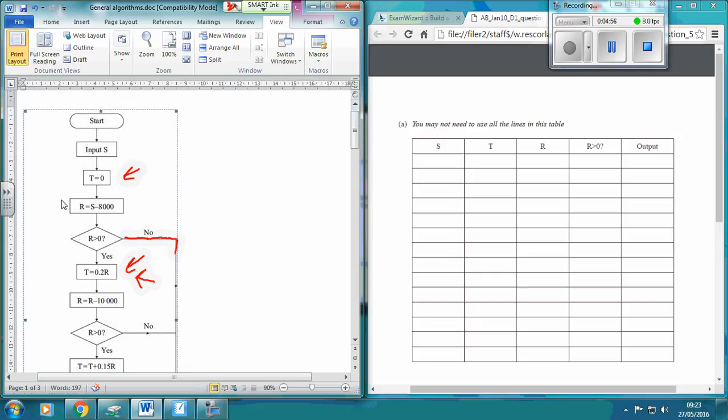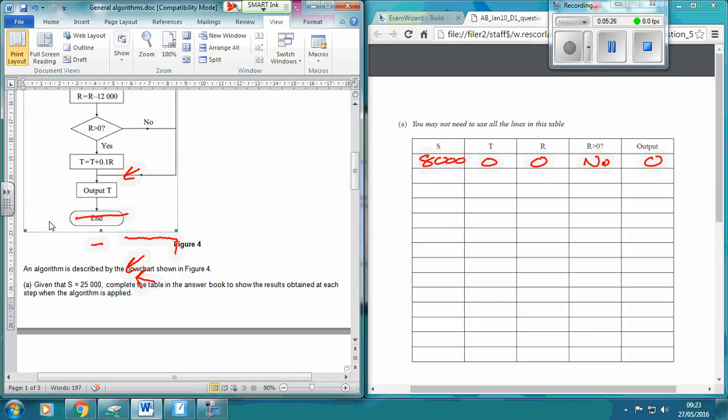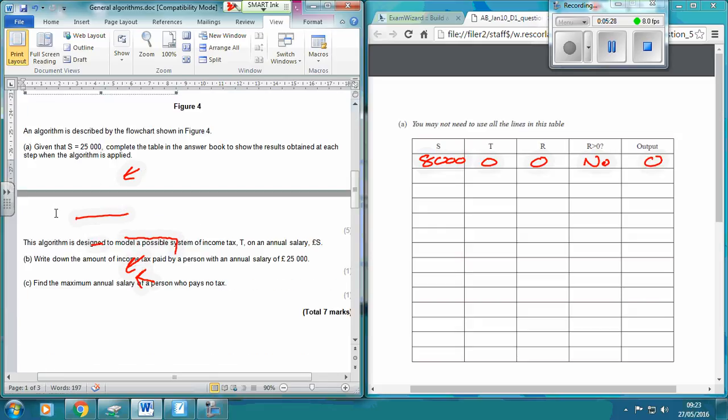So we want to take the no path, so we want R not to be greater than 0. The way we get R is S take away 8,000, and we don't want that to be greater than 0. If we have S as 8,000, T equals 0, R is S take away 8,000, so 8,000 take away 8,000 is going to be 0. Is R greater than 0? No. So we've got tax 0. That's the maximum salary of a person who pays no tax.